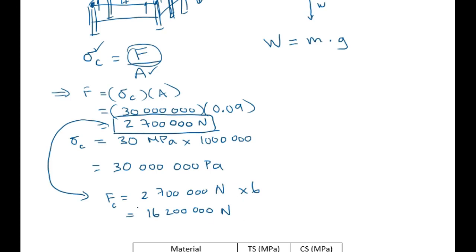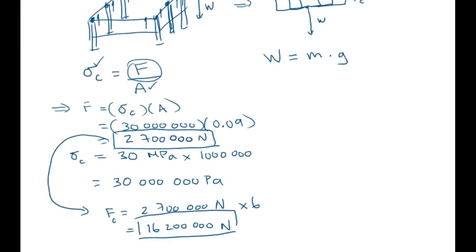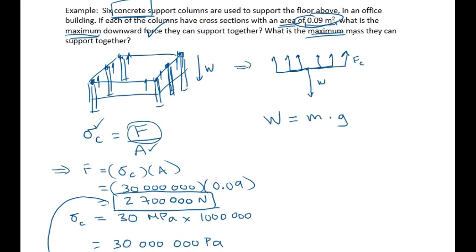So now we know what our total force would be. The total force that these columns can support potentially will be 16,200,000 newtons. So that's part of the question done. The maximum downward force they can support is, like we said, 16,200,000 newtons. The maximum mass they can support is using that situation. That would be like our weight, our maximum weight that we can use. We know what gravity is, so we can use this formula in an altered way to find out what our maximum mass would be.